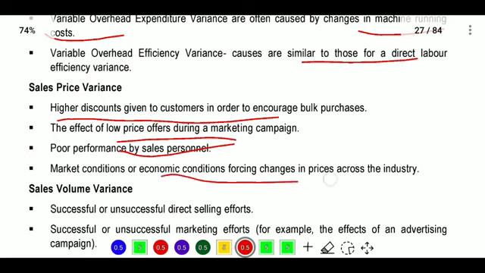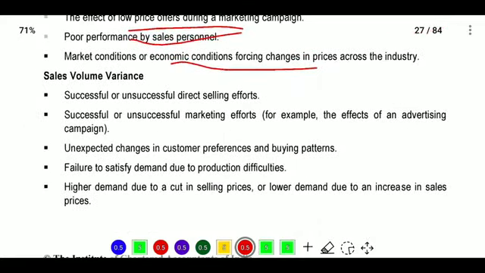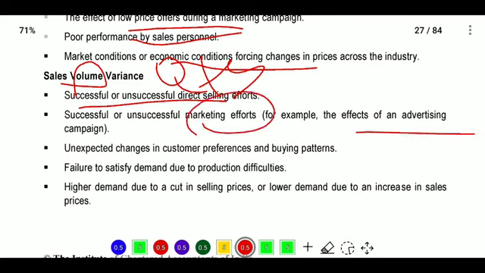Next, market conditions or economic conditions forcing changes in price across the industry. Next, sales volume variance. Volume means what? Quantity. Why will the quantity differ? Here, successful or unsuccessful direct selling efforts. Next, successful or unsuccessful marketing efforts, so the effect of advertising campaigns. If you do not have an effective campaign, you are not going for marketing and advertising, then your quantity will not be sold.